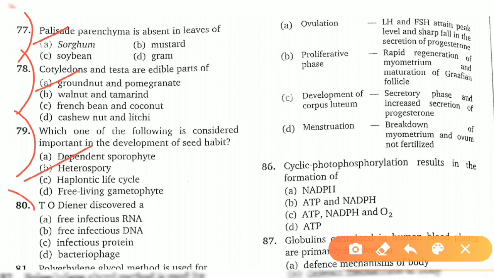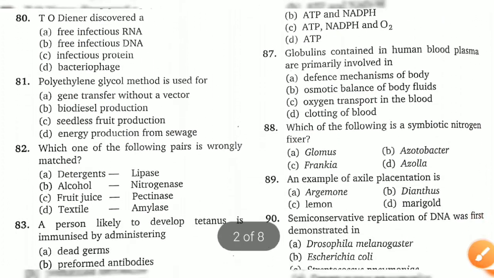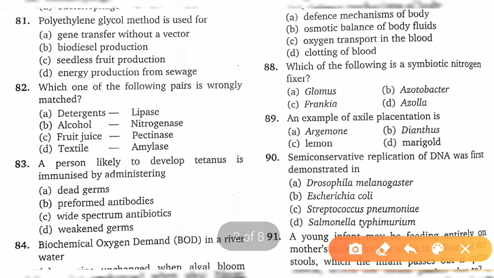Now 80th question. T.O. Diener discovered a free infectious RNA, free infectious DNA, infectious protein or bacteriophage. So the answer is free infectious RNA. Now 81st question. Polyethylene glycol method is used for, options are gene transfer without a vector, biodiesel production, seedless production, energy production from sea waste. So the answer is gene transfer without a vector.